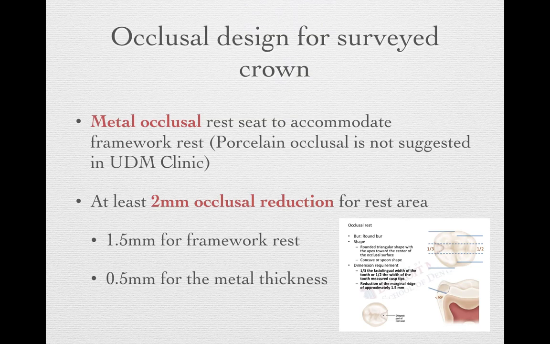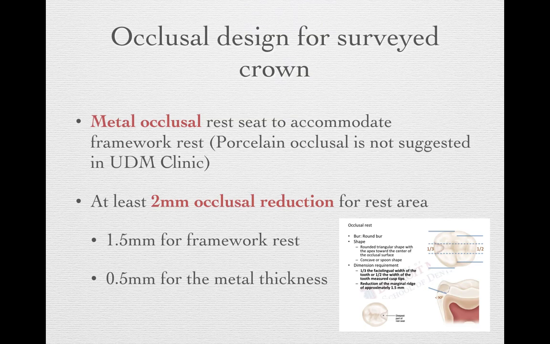And when we talk about occlusal reductions, if you use a metal occlusal rest seat design, at least you will need 2 mm occlusal reduction. So that's a huge difference from the original 0.5 mm metal occlusal reduction that you learned from the crown or the bridge. It's because we need not only the space for the metal, we also need the space for the RPD framework rest seat design.